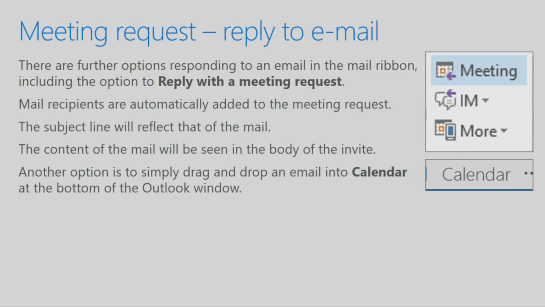A lot of people know that you can send meeting requests in Outlook, but a lot of people don't know that you can reply to meeting requests with email, and you can also reply to email with a meeting request. These options are available in the drop-down menu. So if someone sends you an important email and your reaction to that is, we should talk about this, you can simply reply to that email with a meeting request. Likewise, you can reply to a meeting request with an email, maybe requesting further information before you accept or decline.